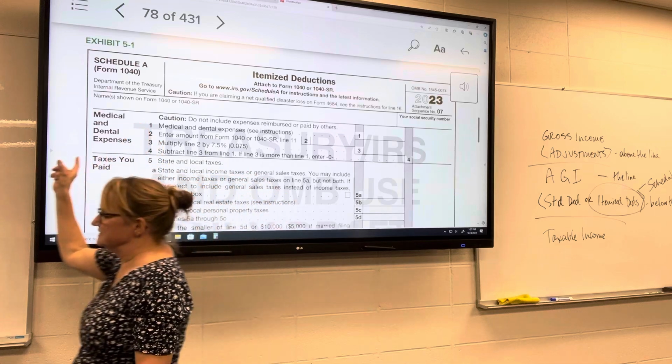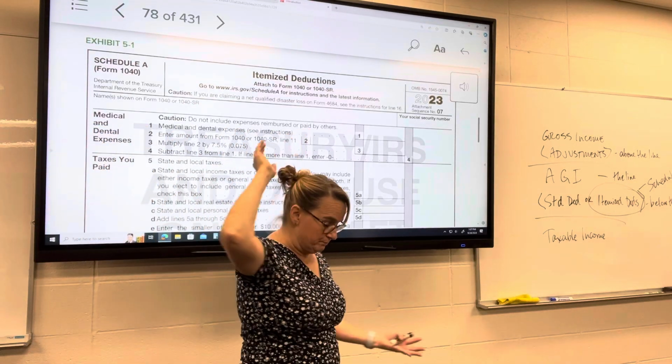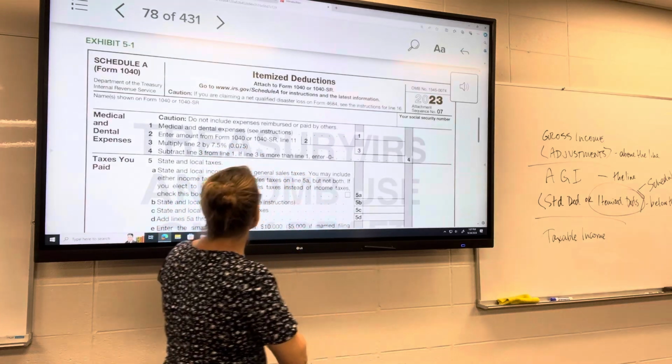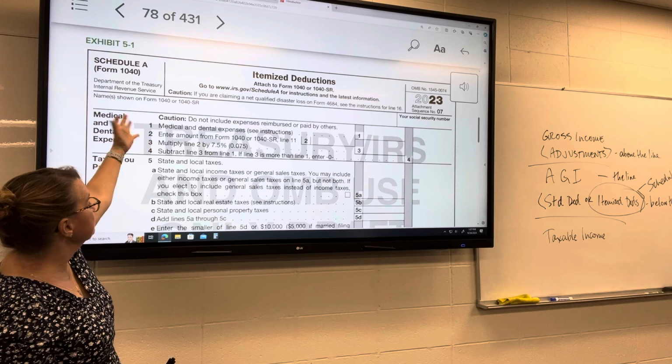But anyway, okay, medical expenses, medical and dental. Now they say medical and dental, it actually encompasses a much broader definition than just medical and dental. But this is the area here, only 4 lines.